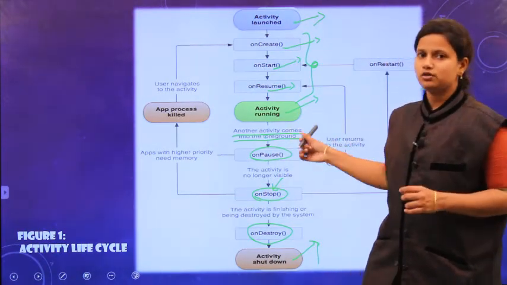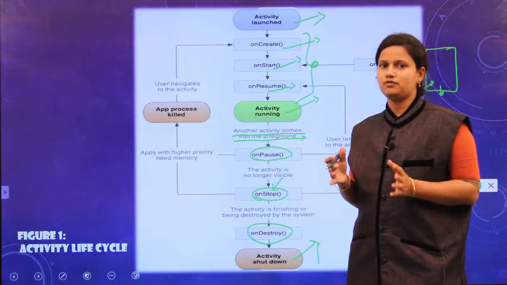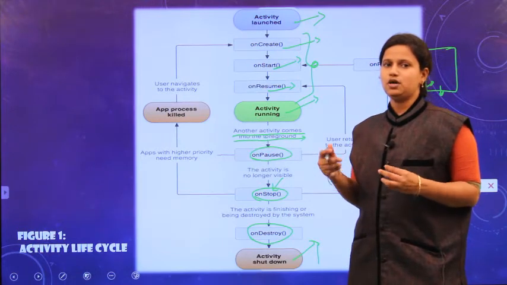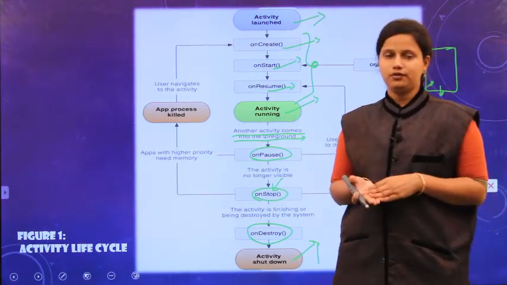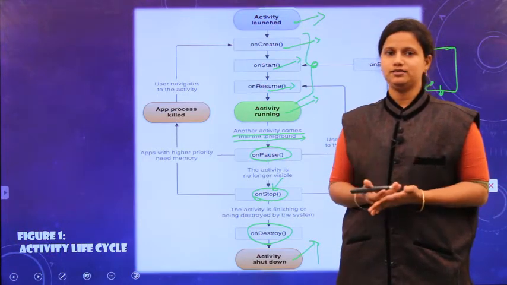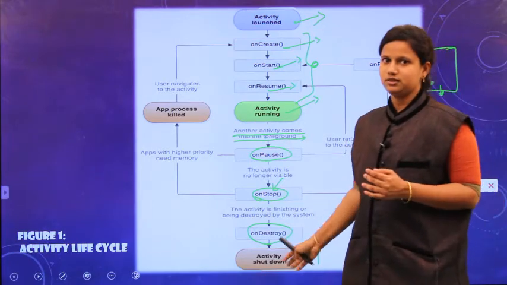But what about onPause, onStop and onDestroy? Whenever you press the back button of your application, that means you are closing your activity. Whenever you press the back button, you are closing that activity. In that situation, it will automatically call the three methods.